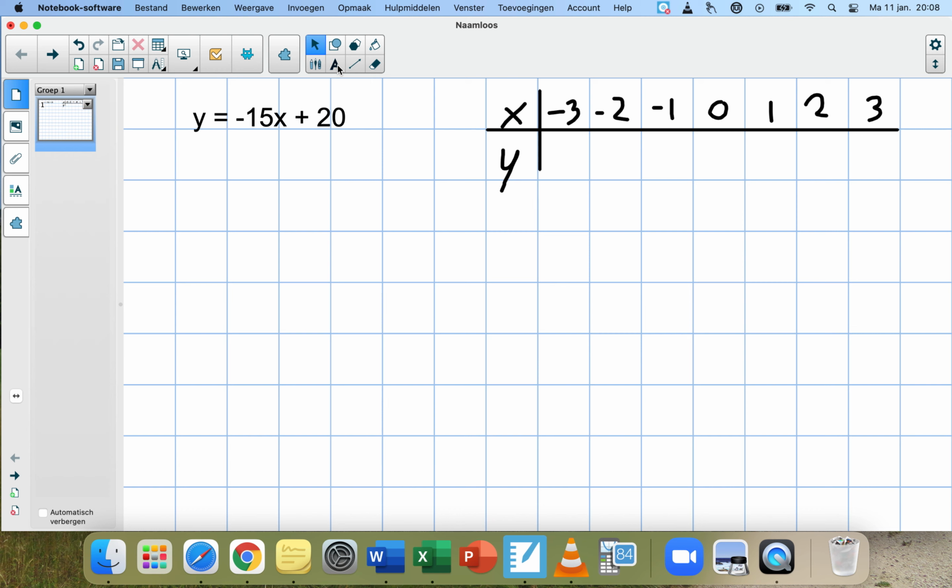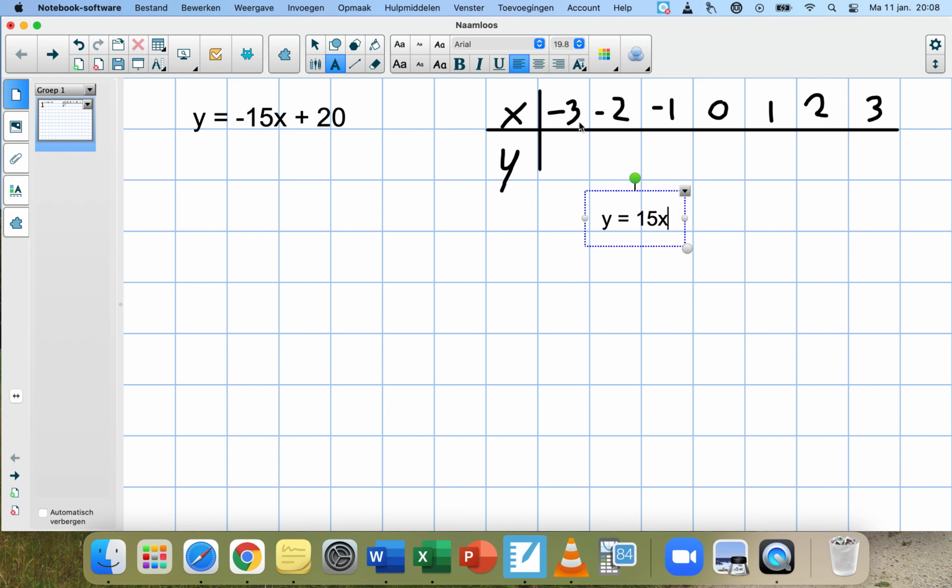So then we are going to calculate the y values. If you have to make a table, you do not have to write the calculation every single time. But I will do that for now so you can see what we're doing. For the first one, we have to fill in x is minus 3. So the formula was minus 15x plus 20. So that means minus 15 times x.